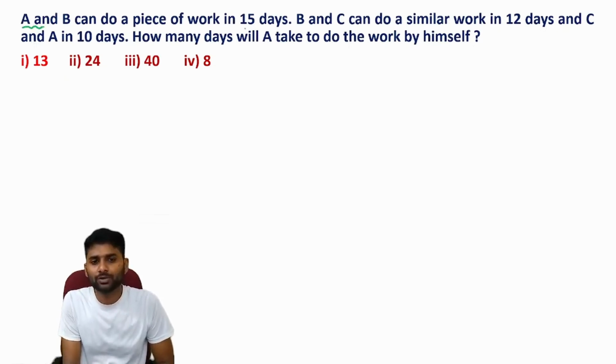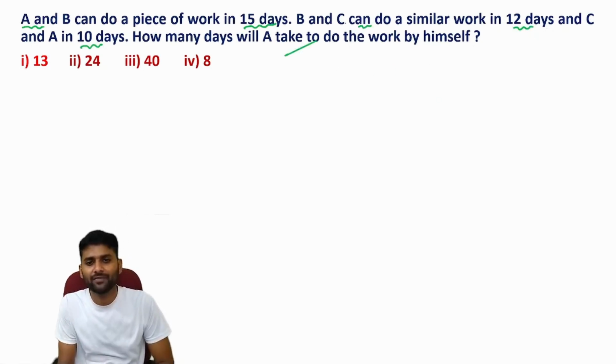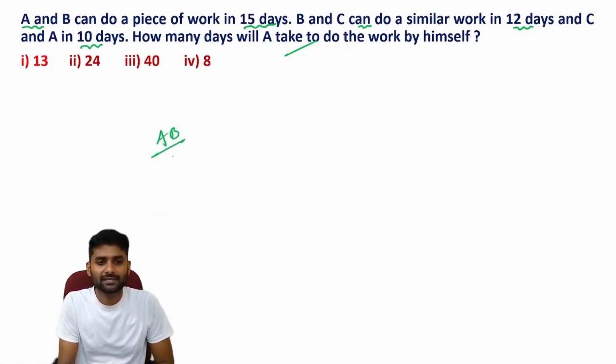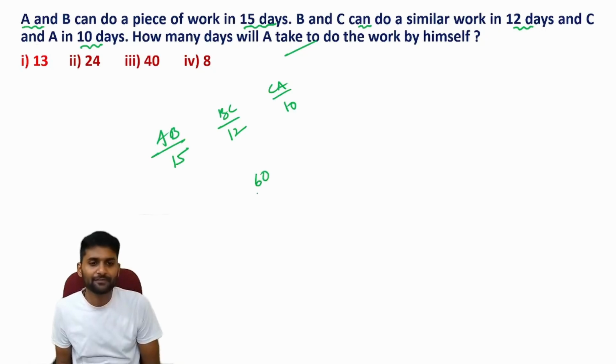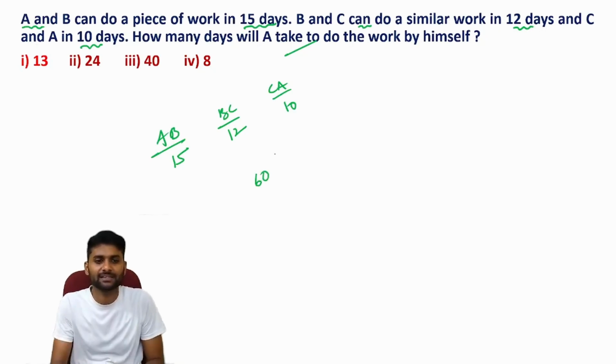A and B can do a piece of work in 15 days. B and C can do the similar work in 12 days. C and A can do the work in 10 days. In how many days will A complete the work? See, AB takes 15 days, BC 12 days, CA 10 days. Here the total work is the LCM of 15, 12, 10, which is 60.